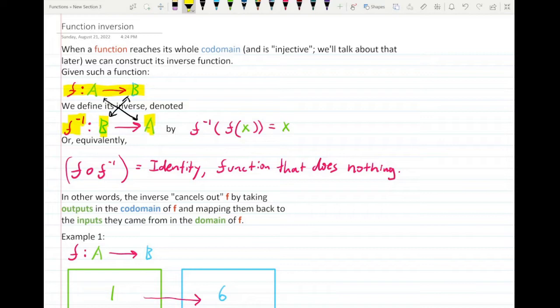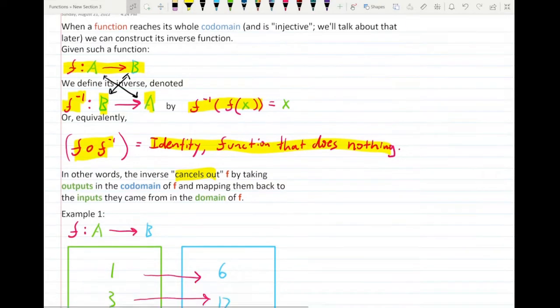And it's defined by this rule here. f inverse of f of x equals x. An equivalent definition is that f composite its inverse, so the composite function you get by combining the two, is the same function as the identity function, or the function that does absolutely nothing. It maps everything to itself. Intuitively, you can think of the inverse function sort of canceling out f just by taking the outputs and then mapping them straight back to where they came from.